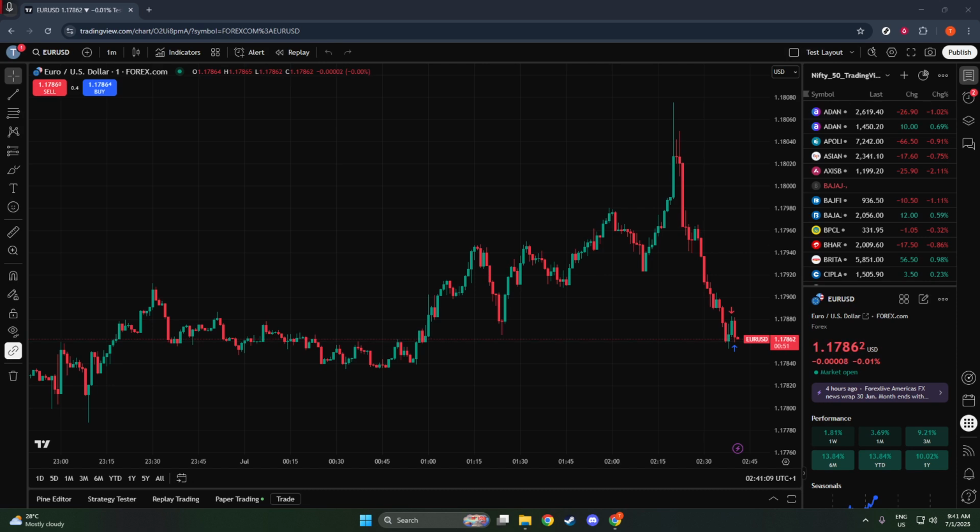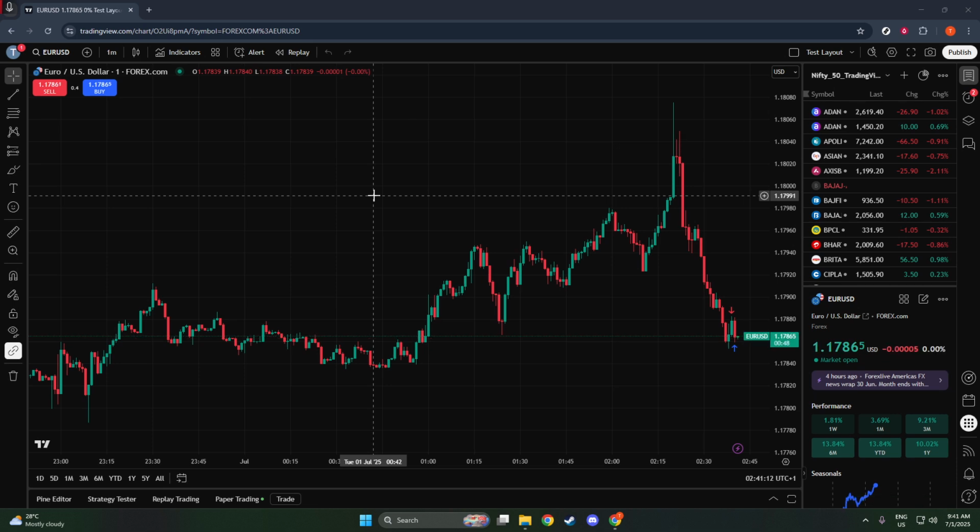First, you'll need to open any chart on TradingView. TradingView is a powerful and popular platform for traders, offering a wide range of charting tools and data. Make sure you're comfortable navigating the interface, as it's important for executing trades effectively.